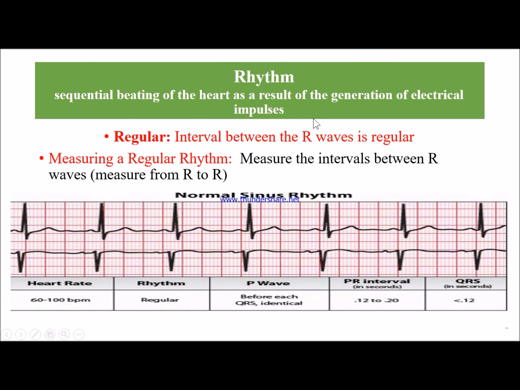Let's see about the rhythm. What is the normal rhythm? We need to know the definition of rhythm. It is the sequential beating of the heart as a result of generation of electrical impulses. It may be a regular rhythm or an irregular rhythm. Whenever there is a regular rhythm, the R to R interval will be regular and the heart rate will be 60 to 100 beats per minute. The P wave always follows the QRS complex. The PR interval will be normal. The QRS duration will be normal.